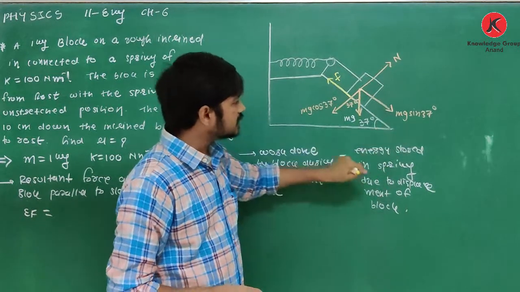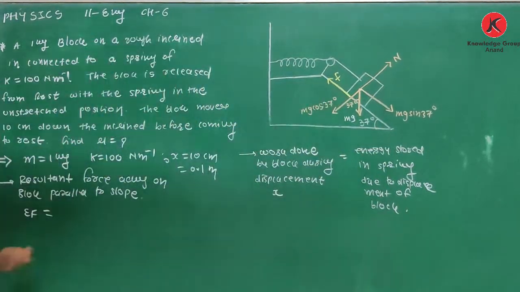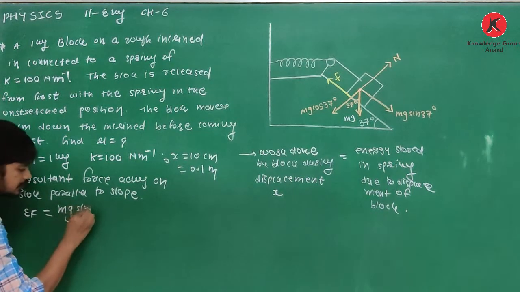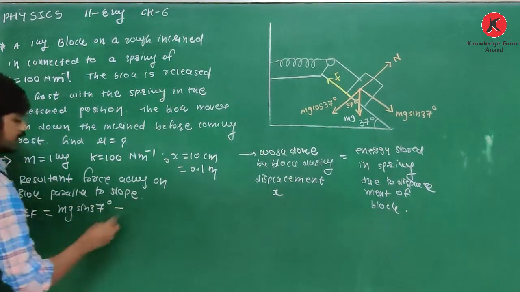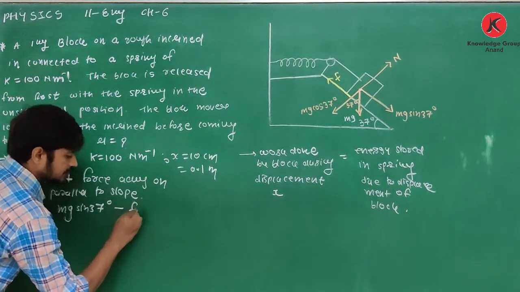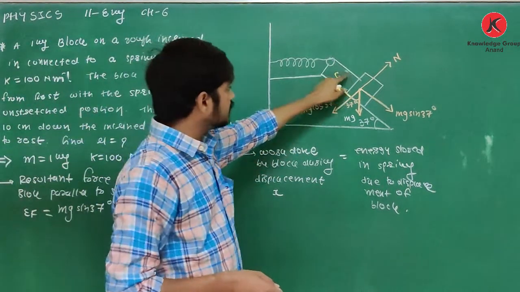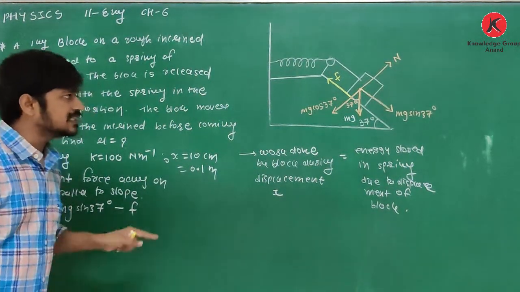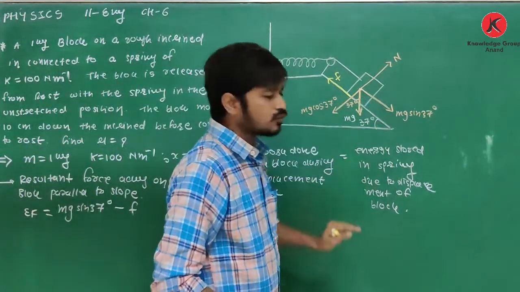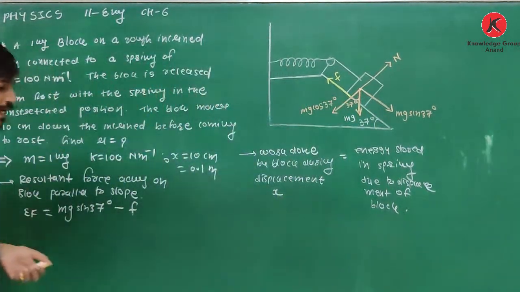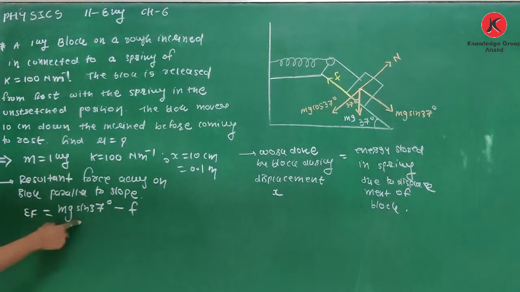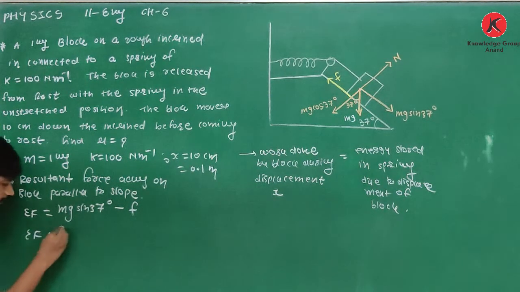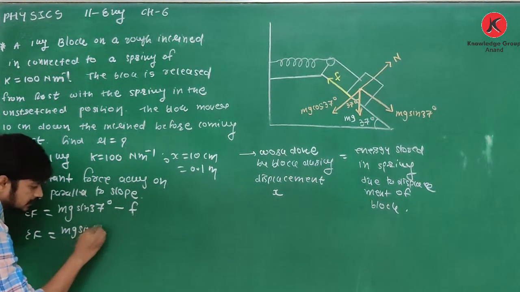Downward along the slope it is mg sin 37, and in the upward direction it is the friction force F. We have to neglect the tension produced in this wire, which is a spring. So sigma F is equal to mg sin 37 minus F. Clear about this?